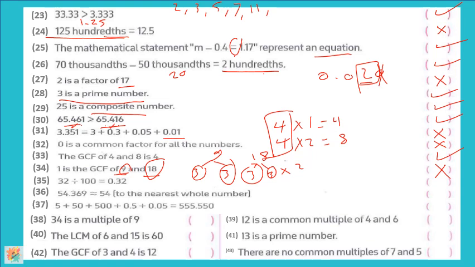The next, 35. 32 divided by 100 equals what? 32 divided by 100، ما ننساش ان decimal point hidden at the end, then move back 2 digits, so it will be 0.32. Yes, it's right.